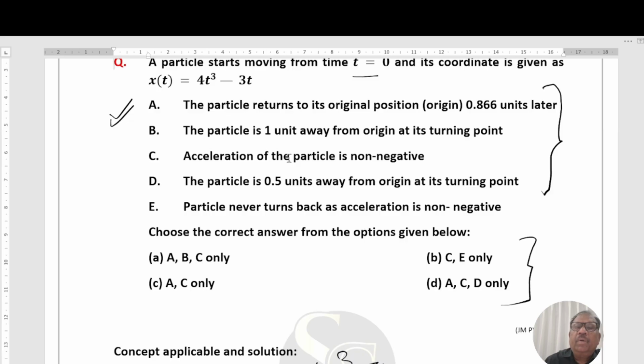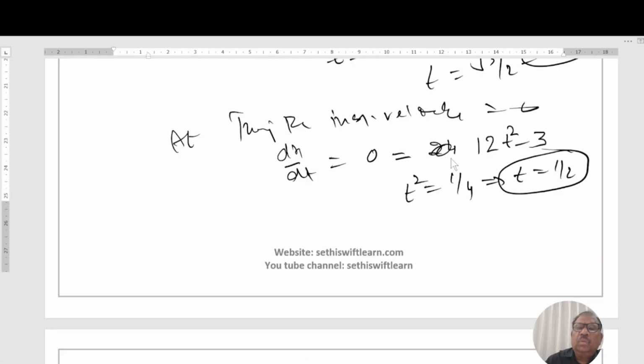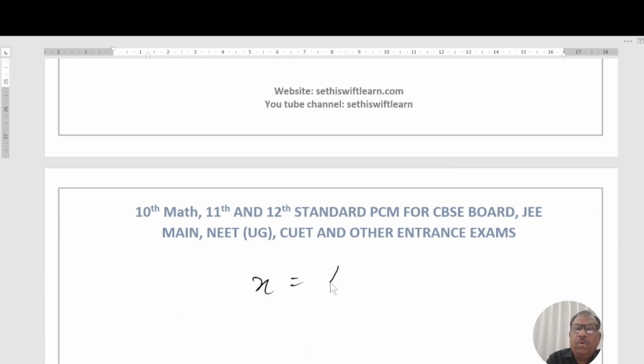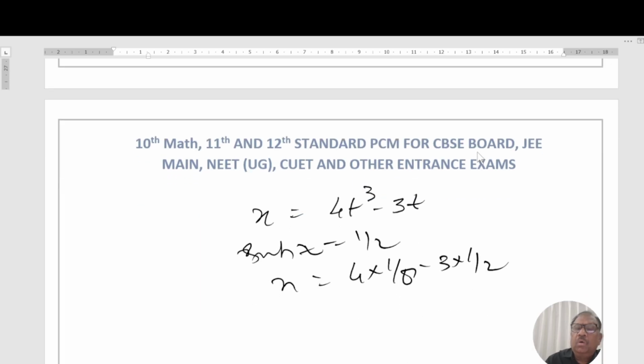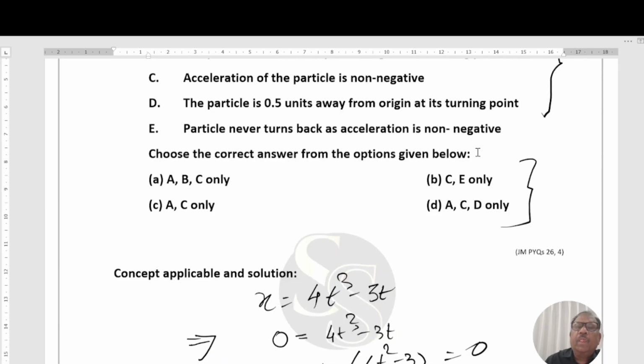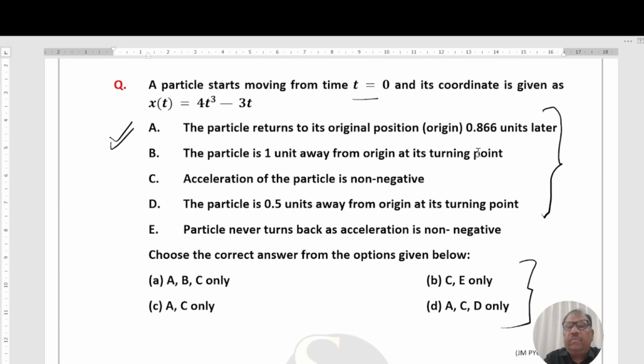Option में क्या given? Particle is 1 meter away from origin at turning point. So let's check x equal to 4t cube minus 3t. Substituting t equal to 1 by 2, x equal to 4 into 1 by 8 minus 3 into 1 by 2. On simplification, 1 by 2 minus 3 by 2, that is minus 1 meter. Means turning point is on the negative side. Means the particle is 1 meter away from origin at the turning point. This is also a correct answer.